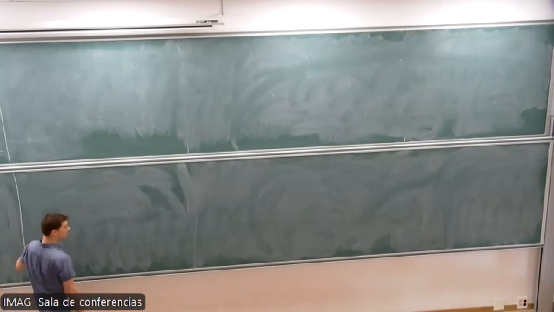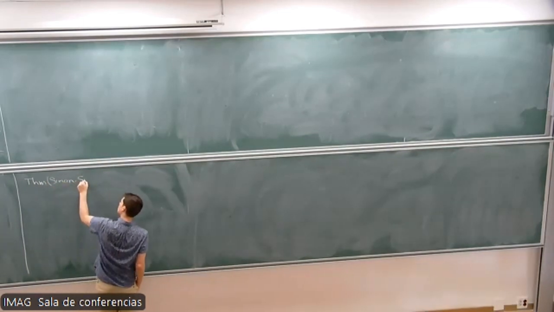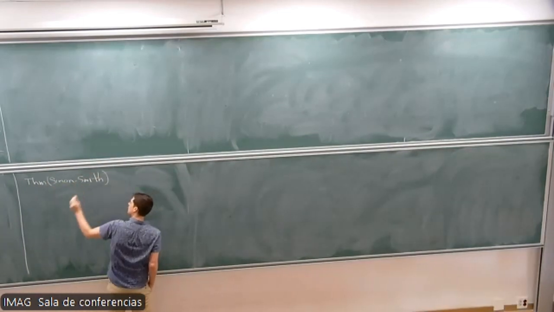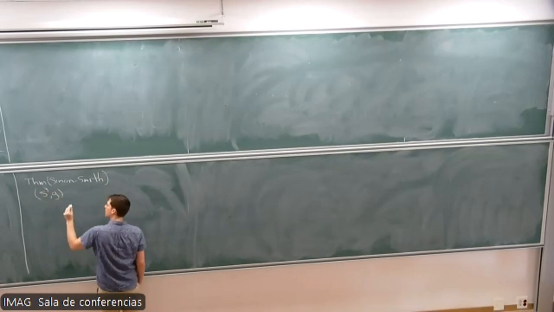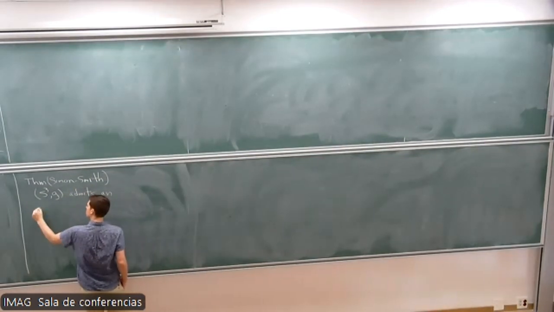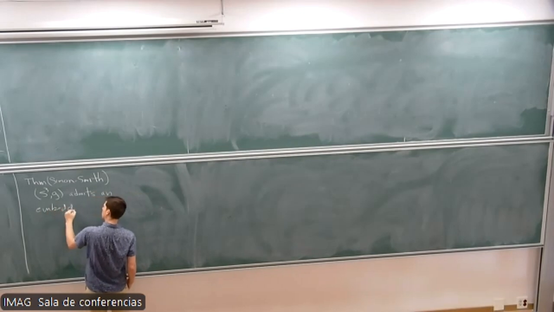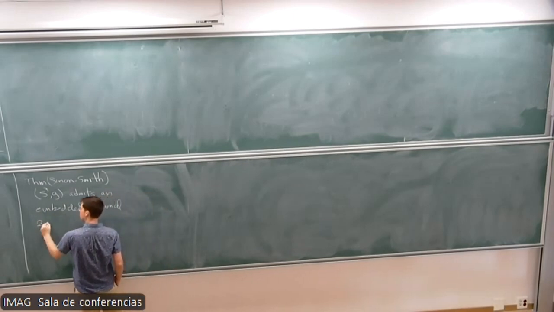Let me remind you of the theorem that we were beginning to prove. This is the theorem, Simon and Smith: if I have a three sphere with some arbitrary metric, then this admits an embedded minimal two sphere.